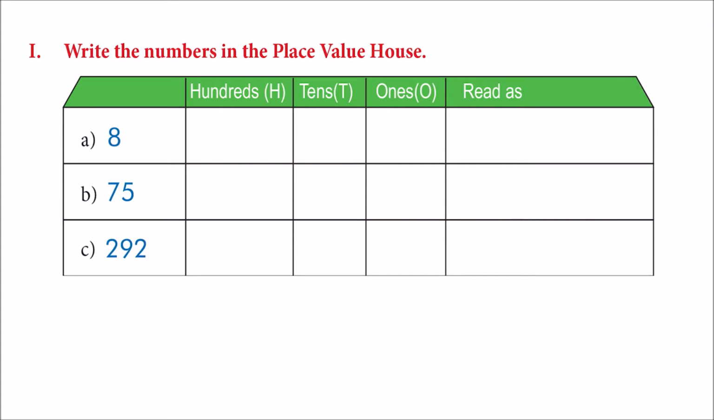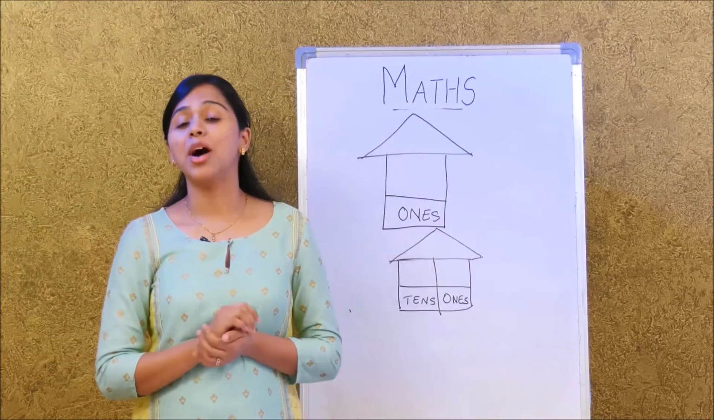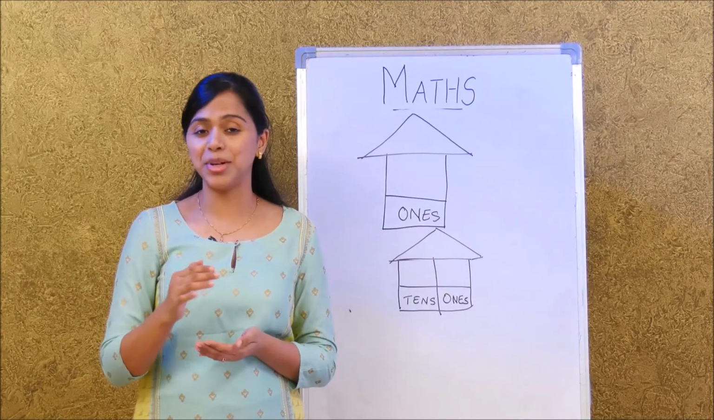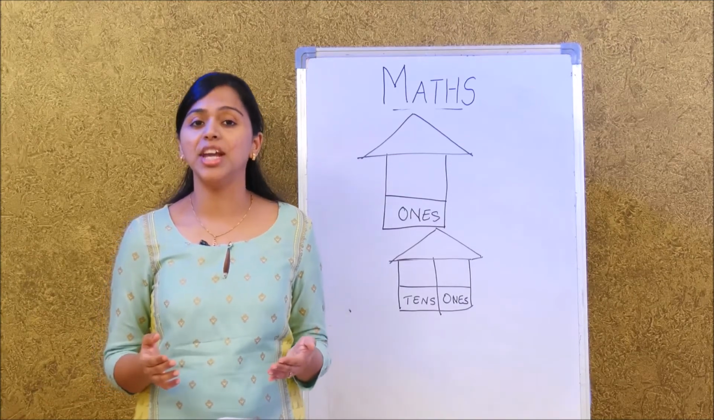So we have a house, and the first one that we're going to try here is the number 8. So how do we read it? As 8 ones. And then we have number 75. 7 tens, 5 ones. That's how we read 75. Let's try 292. 2 hundreds, 9 tens and 2 ones. Very good. Now you try out the other numbers which are given in that page for yourself. Okay? And now the next activity, you have to color.